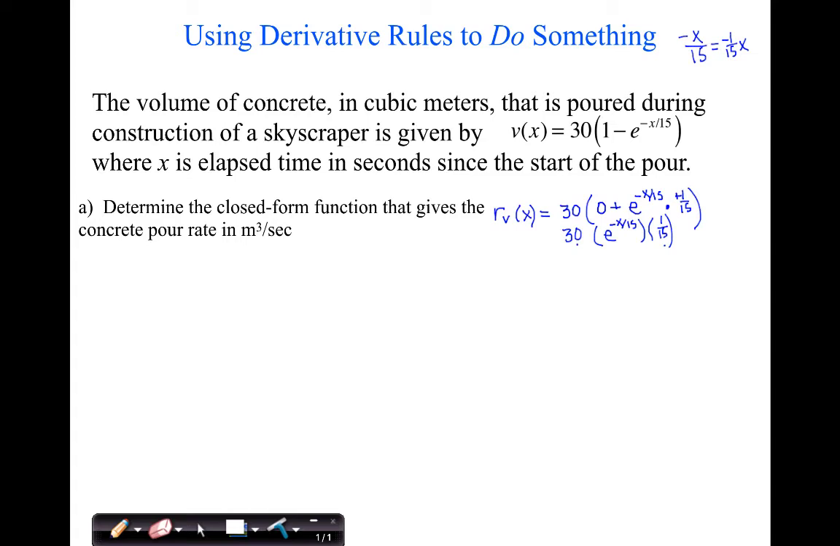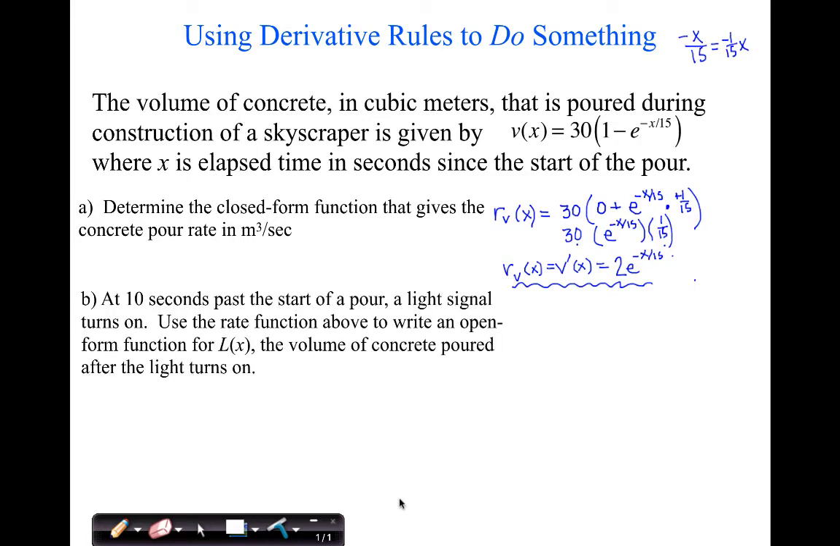So simplified version of this, whether I call it r sub v of x or v prime of x, I can maybe write this as just 2 e to the negative x over 15. So that gives me the rate at which concrete's being poured, where x is a number of seconds, and the output of this rate function is in cubic meters per second. Now, going on, let's do something else with this.